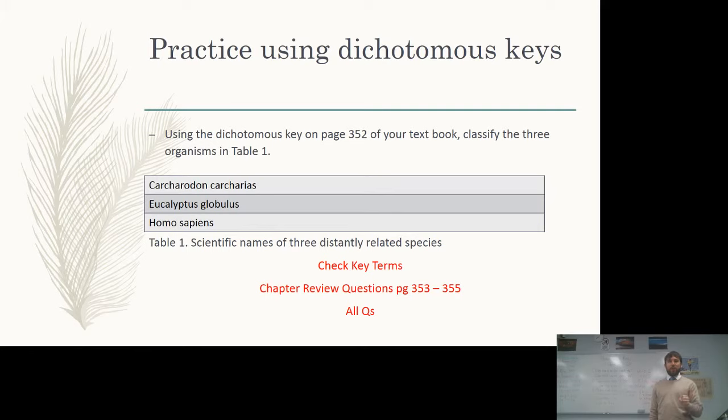I've deliberately given you the scientific names so that you then have to go and find those common names so that you can understand exactly what they are. Remember, one of our key concepts was understanding the difference between common and scientific names. So you'll need to hunt that down. You'll need to check key terms, which is on page 352 or 353. You'll need to do the chapter review questions, all of those questions on 353 to 355.